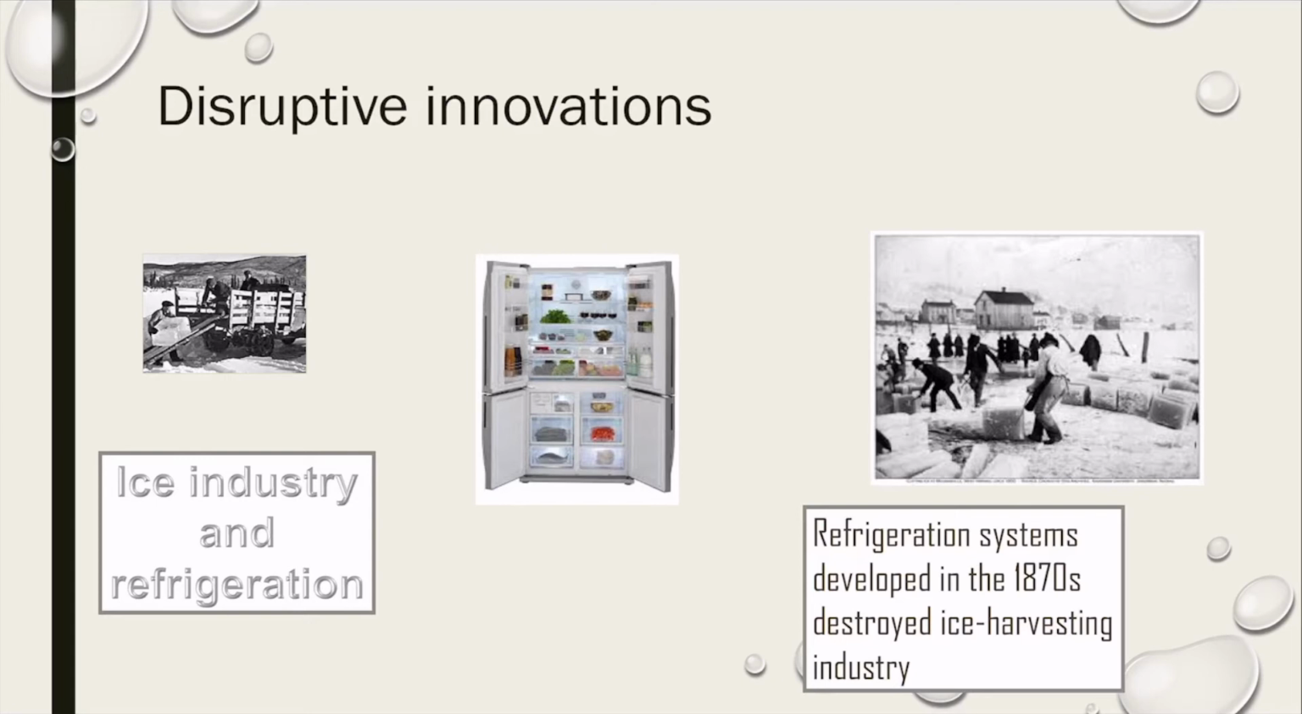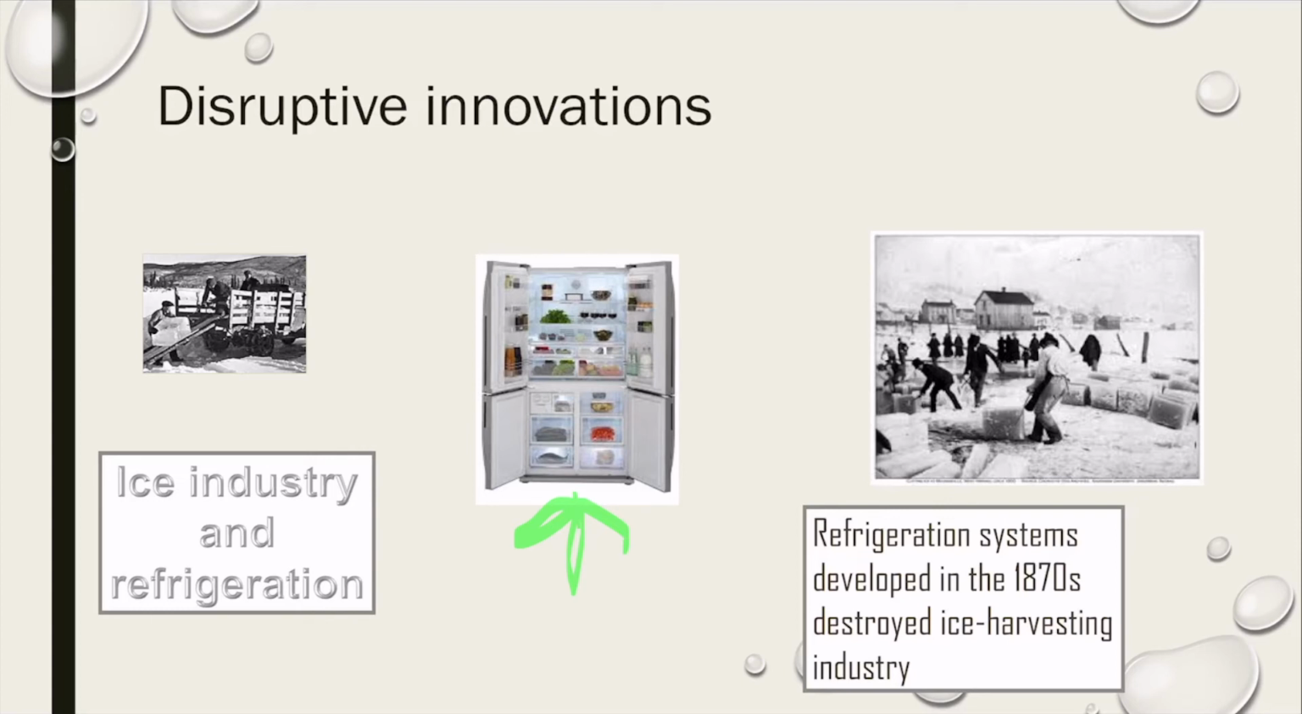I wonder what they did in the summertime when it was very hot and they had to haul that ice around. I'm sure they packed it with something and kept it cold. But notice here in the middle, when refrigeration came along, refrigeration overnight destroyed the ice harvesting industry. There was no need anymore for ice. You could do that with refrigeration. That's what we call a disruptive innovation.